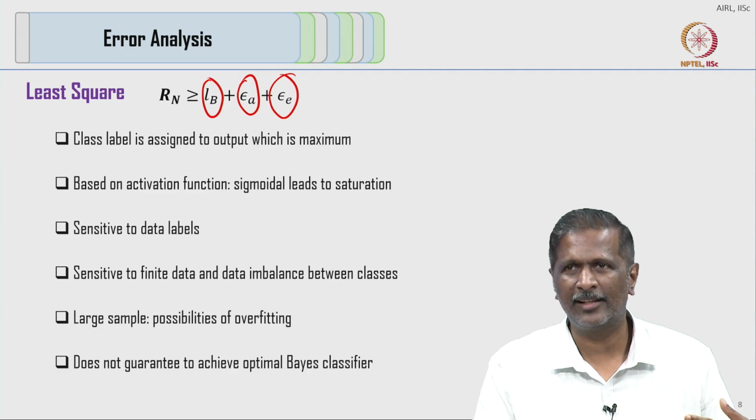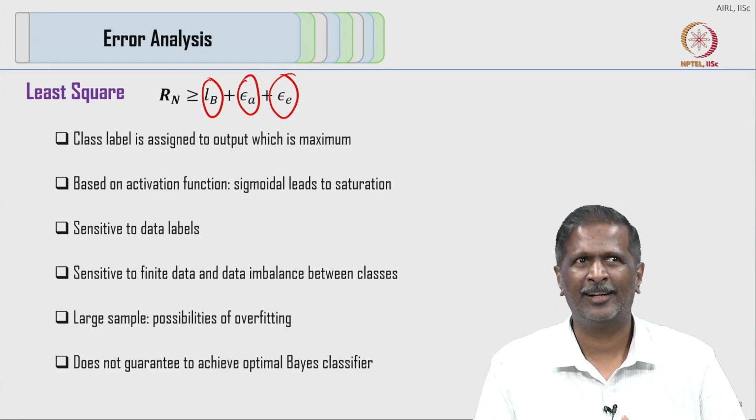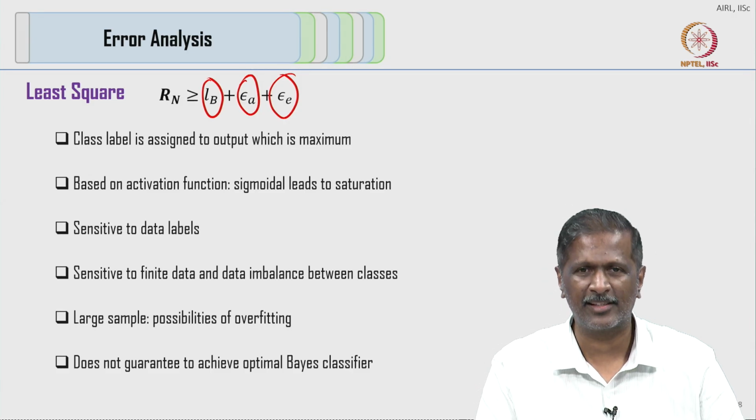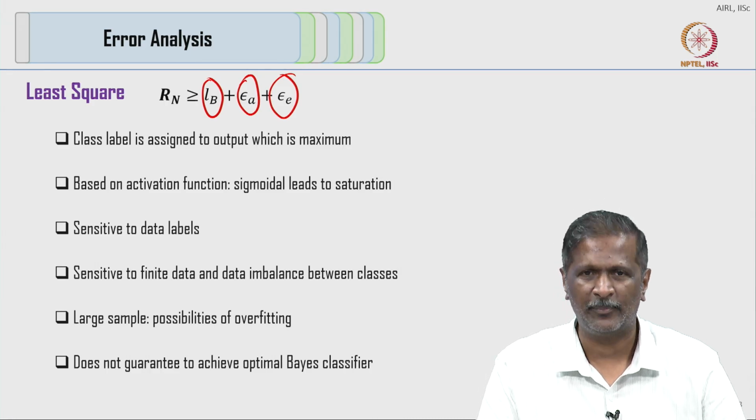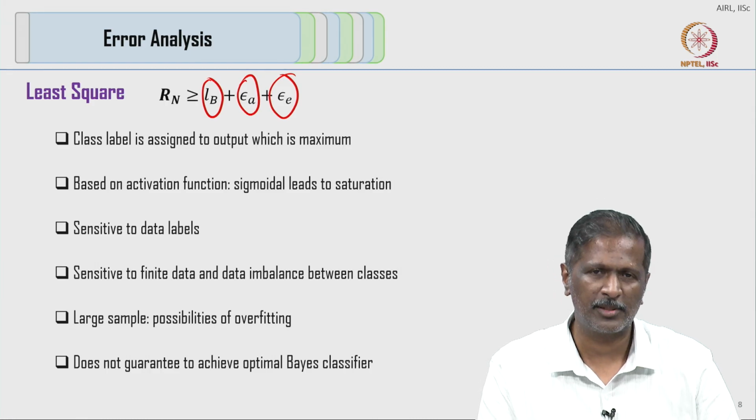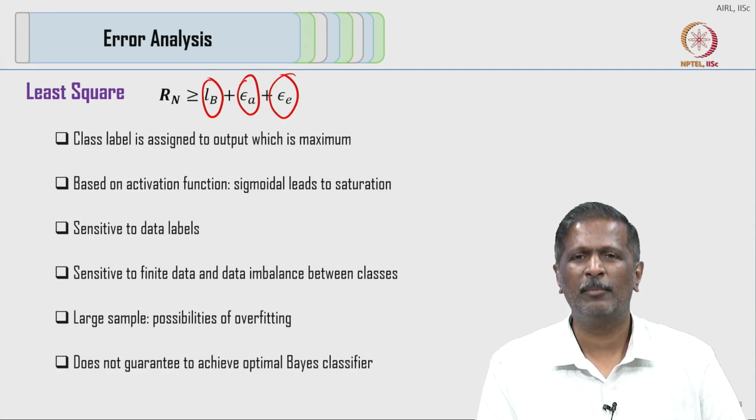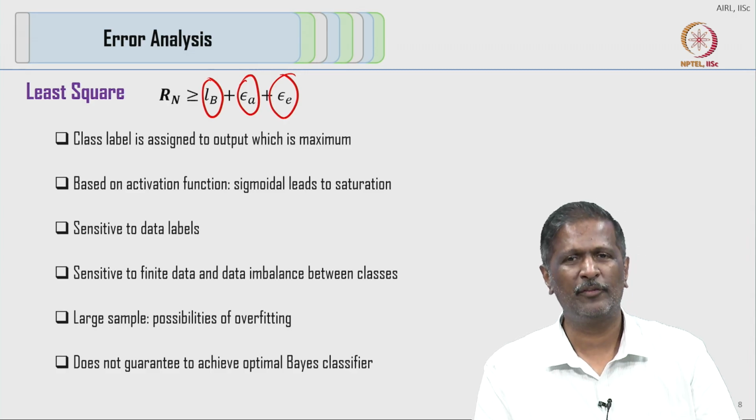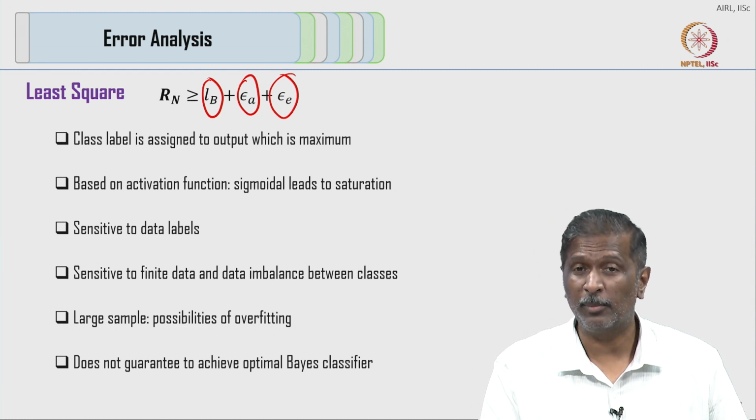For example, if I am doing a medical problem and trying to find cancer, it is like saying give me more cancer data. Getting more cancer data is not possible. So you will have more normal samples and very few cancer samples. That kind of problem will be there.